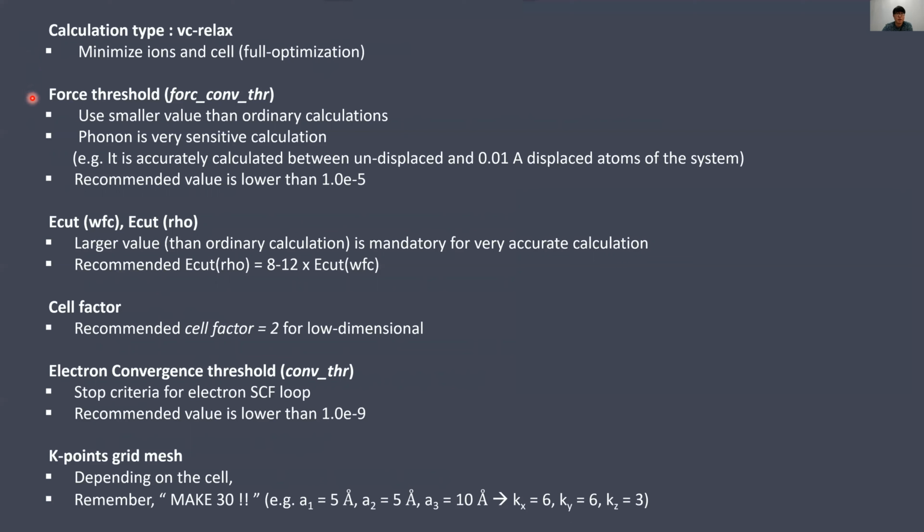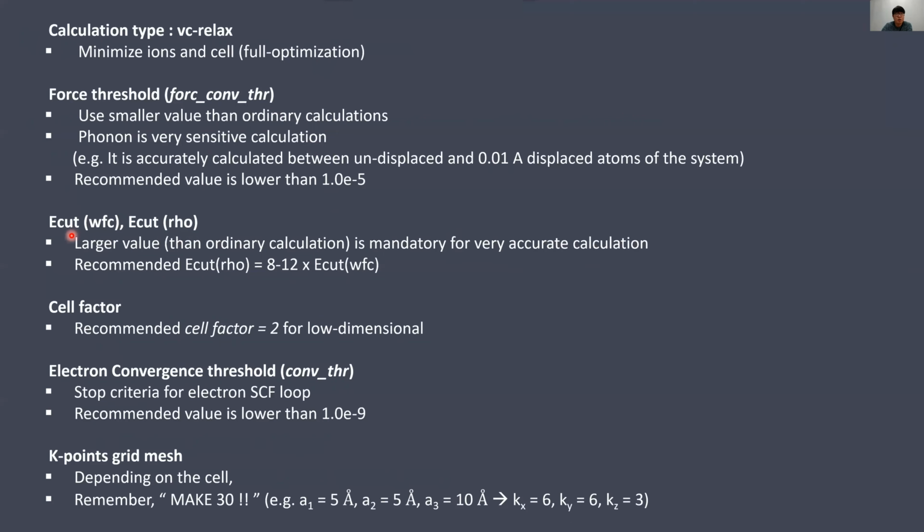And next is the force convergence threshold in Quantum ESPRESSO. This is the tag in Quantum ESPRESSO. And please make sure to use a smaller value than in an ordinary calculation, because phonon is a very sensitive calculation. In the finite difference method, for example, the displaced atoms are only different by 0.01 angstrom. So you should be very careful with the force convergence threshold parameter. The recommended value is 1.0 times 10 to the -5. This unit is Rydberg per Bohr.